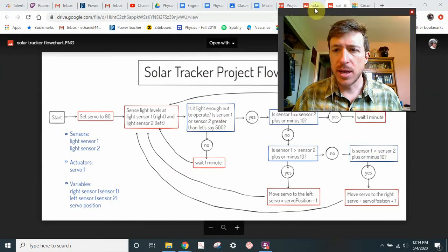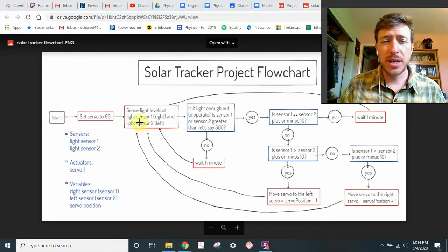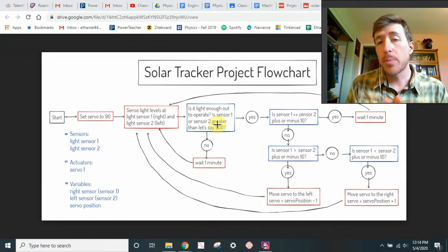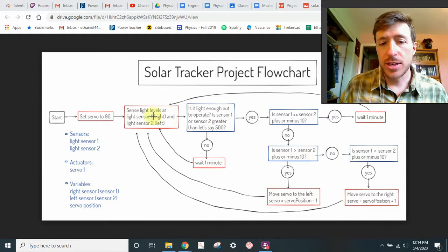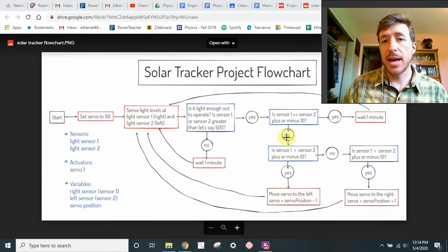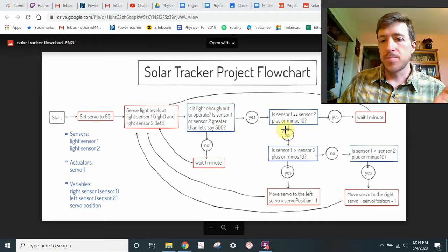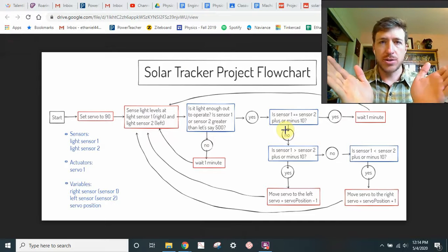I just wanted to include this because this flowchart was what I used a lot for my code of this system. You start the servo at neutral position, and you sense the light levels, and you ask, is there enough light for this thing to operate? That's one of the parameters of the design problem. If there's not, then you just keep waiting. If there is, then you ask, are the light levels equal? If they are, then you just keep sensing. If they're not equal, then you ask, is the right sensor or the left sensor greater?